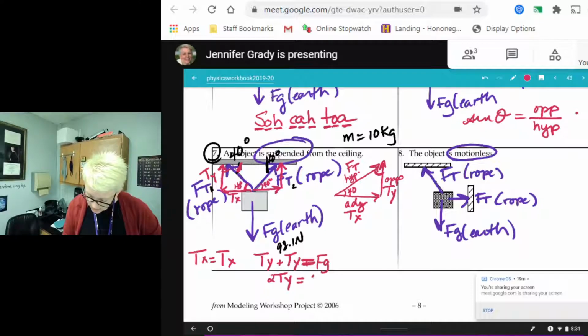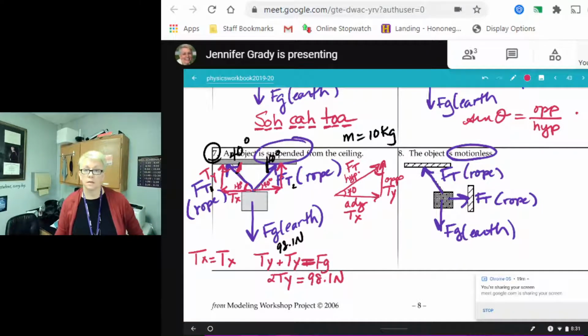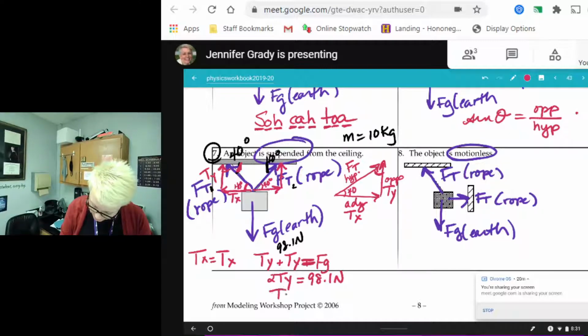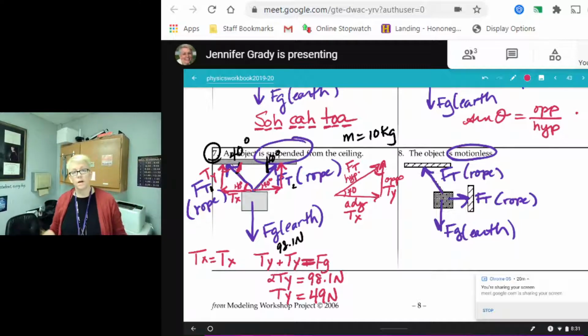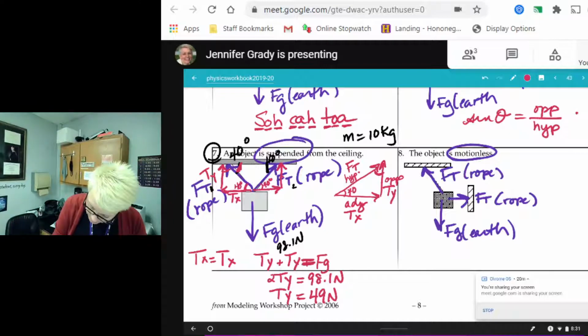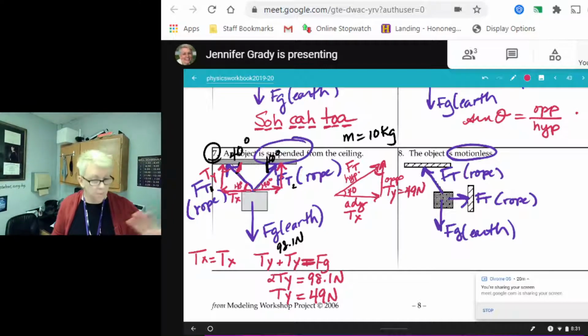All right, so let's fix this. 2TY equals 98.1 newtons. Well, I could figure out TY in a hot minute now. It's going to be right around 50. I think it's 49 point something. So let's just do some math. 49.05. So I'm just going to round that to 49. What's really cool about that is now I know the value of part of my triangle, right? This is going to be 49. And it's the same on the other side. I just only have space for one thing.